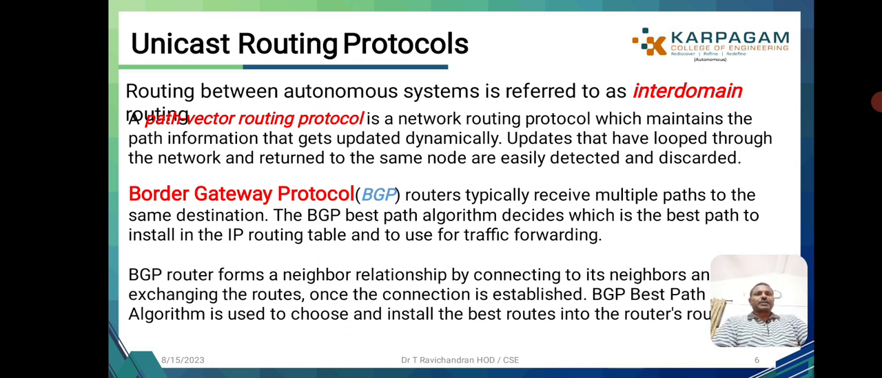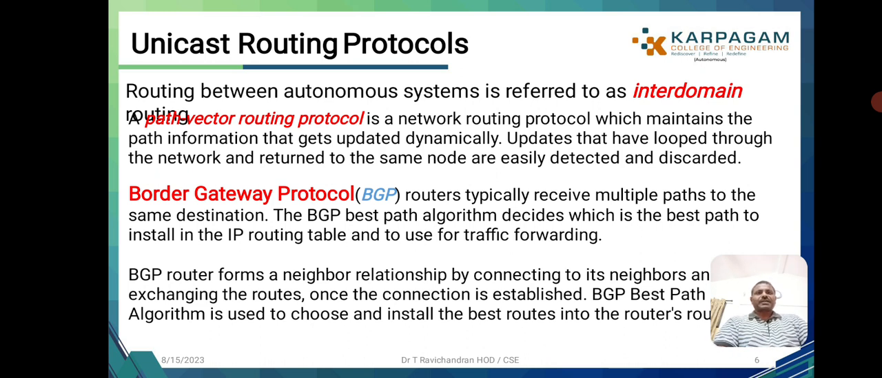The routing between autonomous systems is referred to as inter-domain routing. The path vector routing protocol is a network routing protocol which maintains path information that gets updated dynamically. Loops through the network that return to the same node are easily detected and discarded.